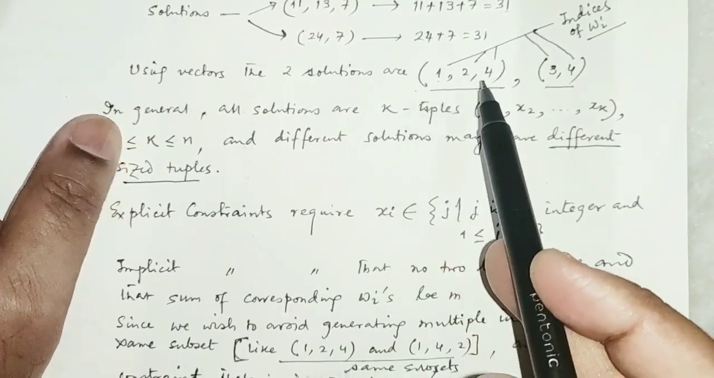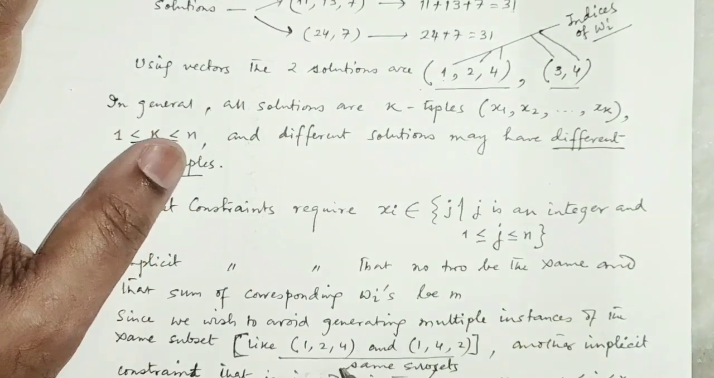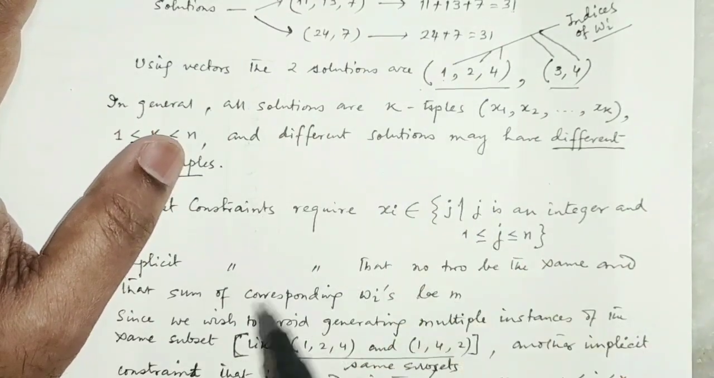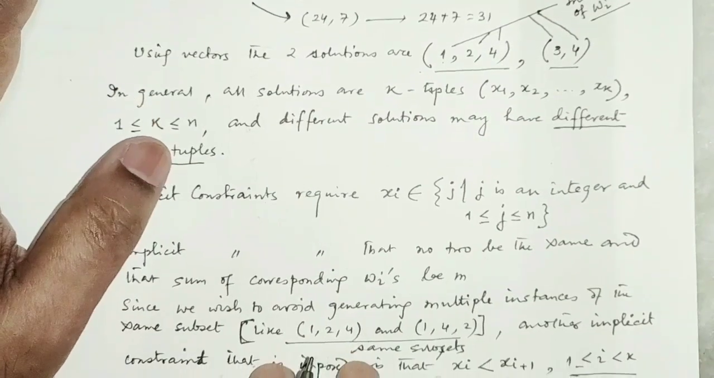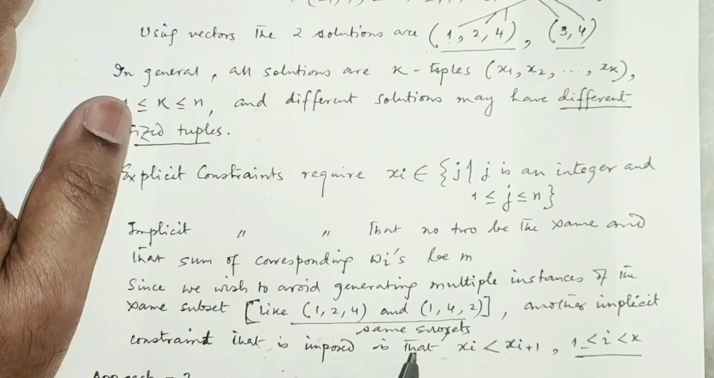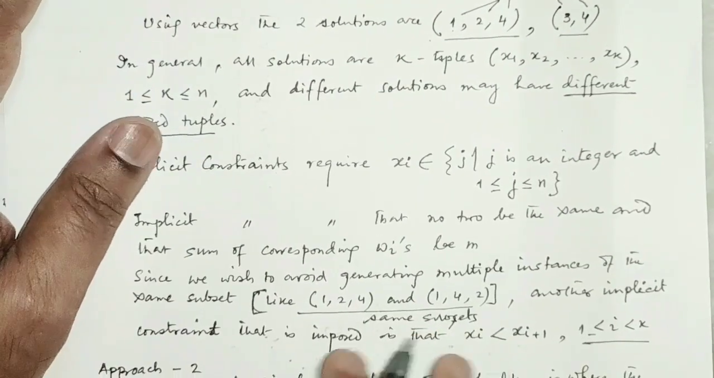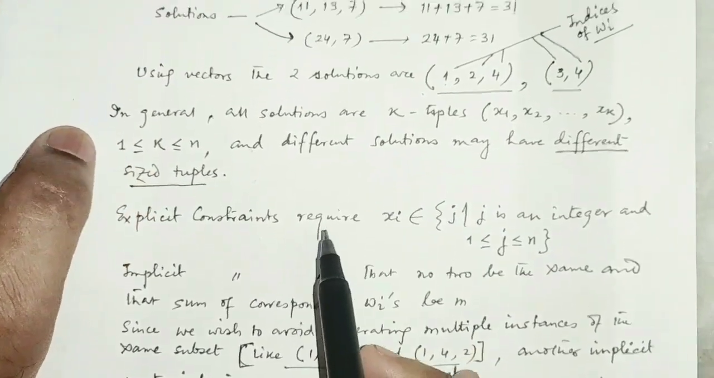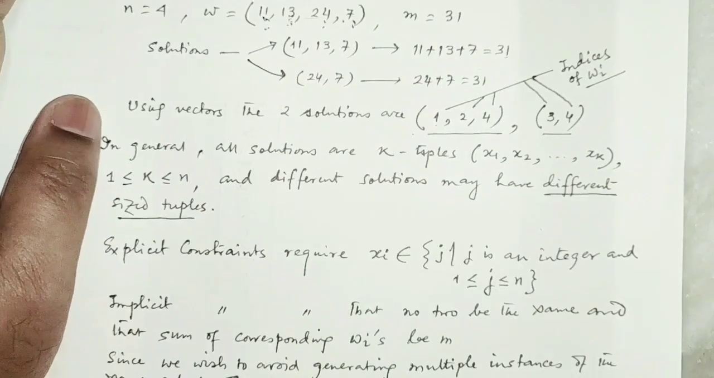Anybody can say 1, 2 and 4, anybody can say 1, 4 and 2. 1, 4 and 2 and 1, 2 and 4 are the same. So we can avoid those subsets having repetitions, that means multiple instances of the same subset. Another implicit constraint that is imposed here is that x of i is less than x of i plus 1. It is another issue. So here I think the concept of explicit and implicit constraints is clear.